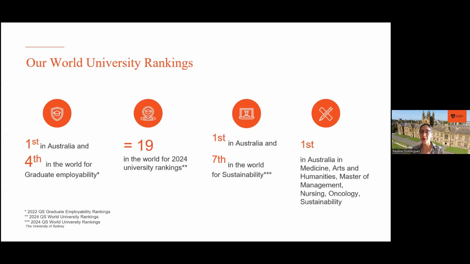As I just mentioned before, we are a top 20 university in the world. We are equal 19 in the world for the 2024 university rankings. We are also first in Australia and 7th in the world for sustainability. This is a ranking that has just come out in 2023, and the University of Sydney is doing very, very well in sustainability. And we are very good and first in Australia for some consecutive years already in some subjects such as medicine, arts and humanities. Our Master of Management has been first in Australia for several years now in nursing, oncology and sustainability.